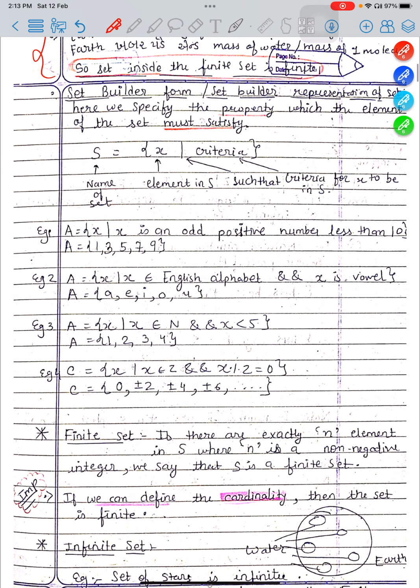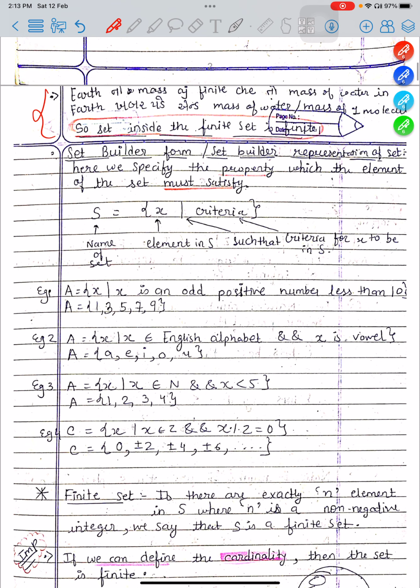Set builder form, set builder representation of a set. Here we specify the property which the elements of a set must satisfy. So {X such that criteria}. This is the property which X must satisfy. S is the name of the set, X is the element in the set. This line is called "such that", and then the criteria for X to be in S.